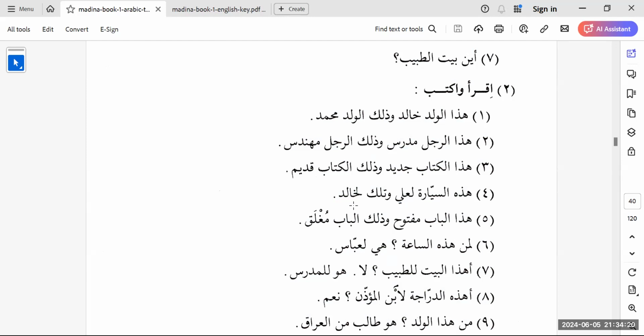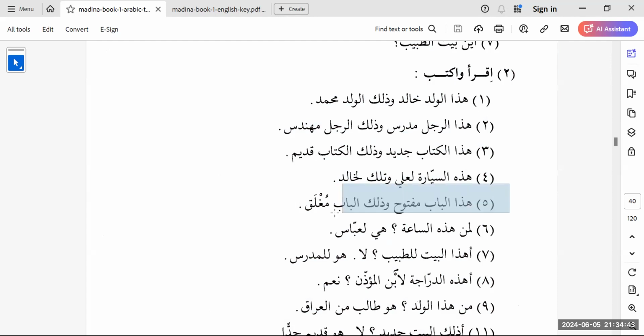Makes the ending majroor. Yes, if it's a noun, if it's an ism like Khalid, it's going to become a majroor, or the ending will end with a kasra. Li Khalidin. Okay. The same thing here. Li Aliyin. Right? This car is for Ali, and that one is for Khalid.